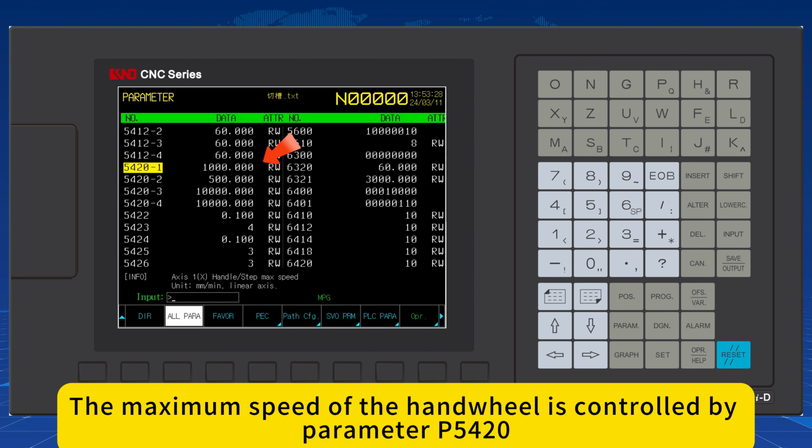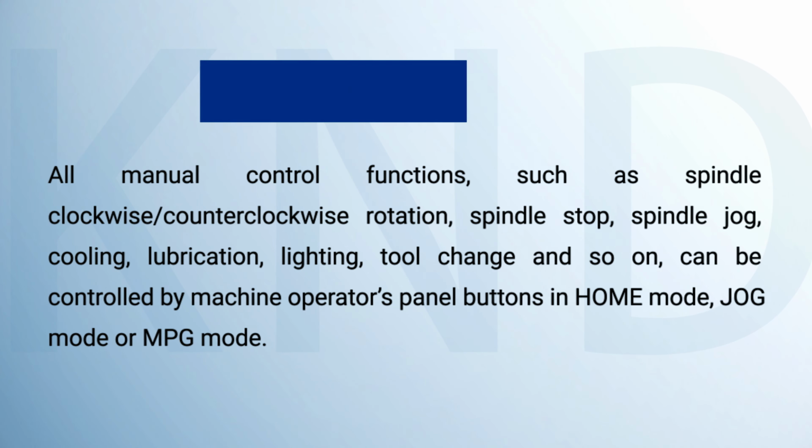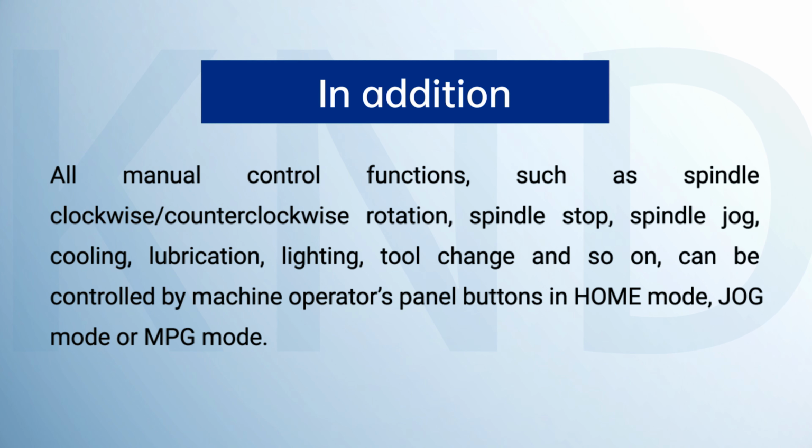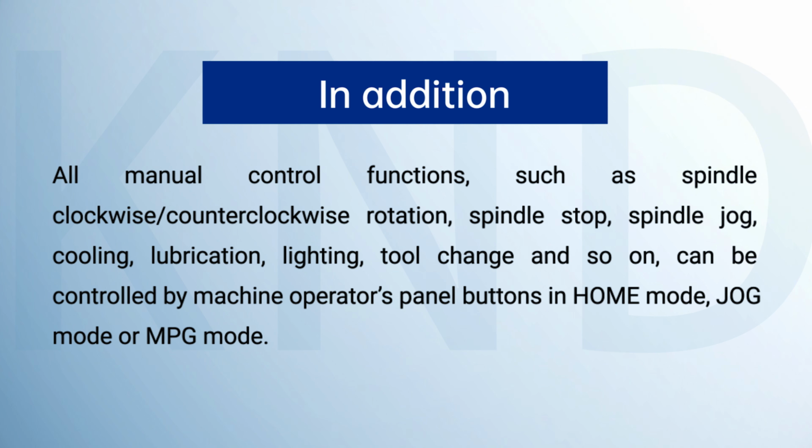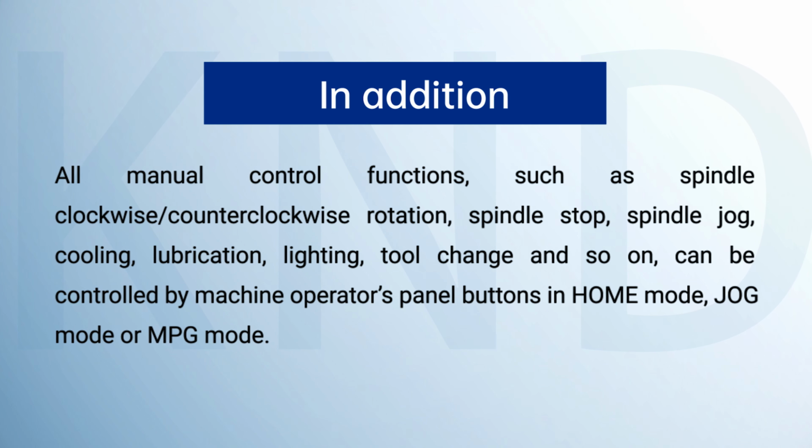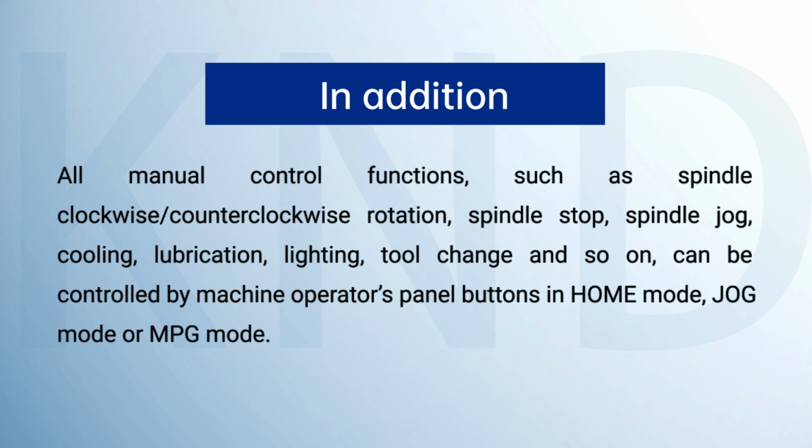The maximum speed of the handwheel is controlled by parameter P5 for 2.0. In addition, all manual control functions, such as spindle clockwise or counterclockwise rotation, spindle stop, spindle jog, cooling, lubrication, lighting, tool change, and so on, can be controlled by machine operator's panel buttons in home mode, JOG mode, or MPG mode.